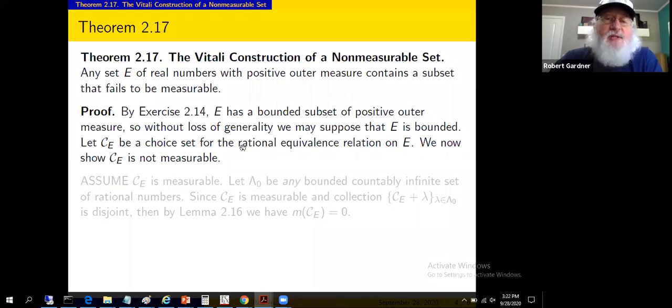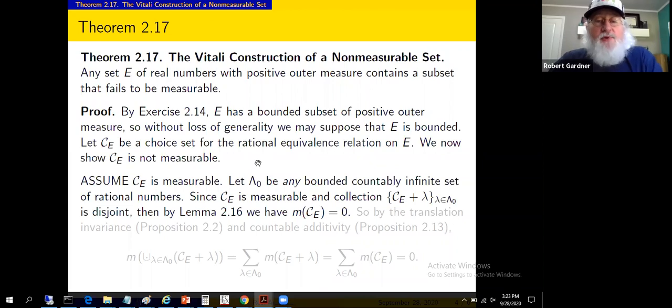Let C sub E be the choice set for the rational equivalence relation on E, the set we were talking about above. It's that set that we'll show is not measurable. And one more time, do I know what's in the set C sub E? I used the axiom of choice to create it, so I really don't know what's in it. I can describe it. It contains a representative from each equivalence class under rational equivalence on the set capital E. That's what it is, but that doesn't tell me specifically what things are in it. So there's that distance between us and what the set C sub E actually is. That's the price of using the axiom of choice.